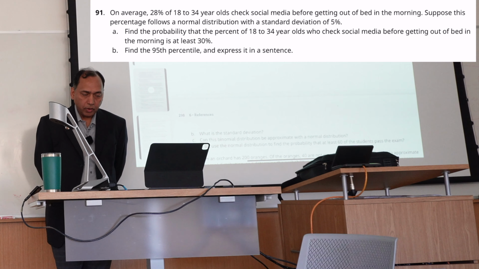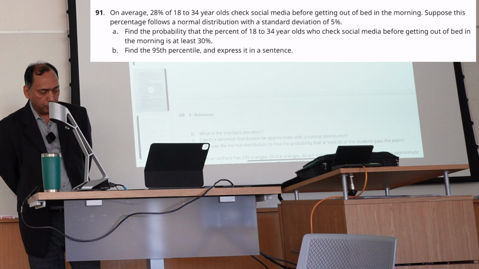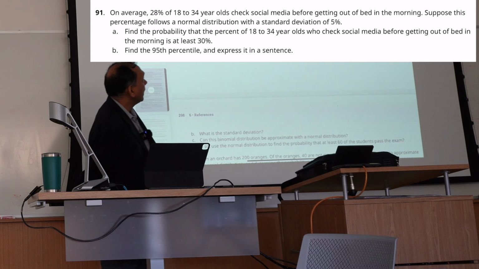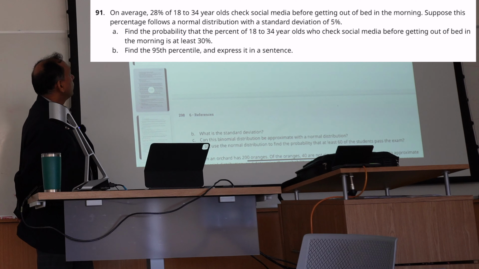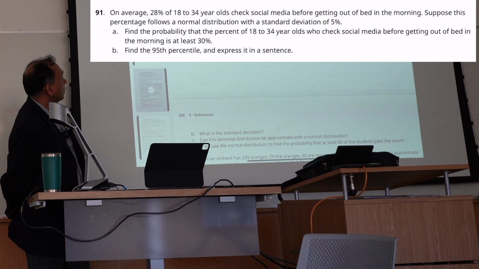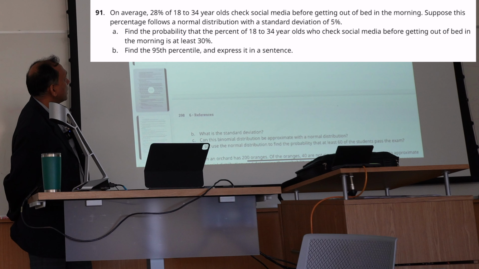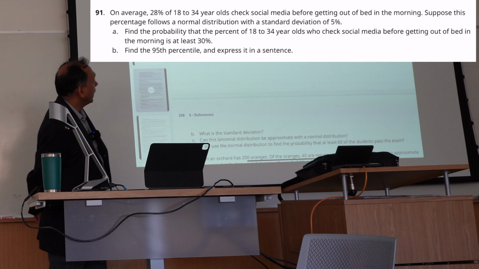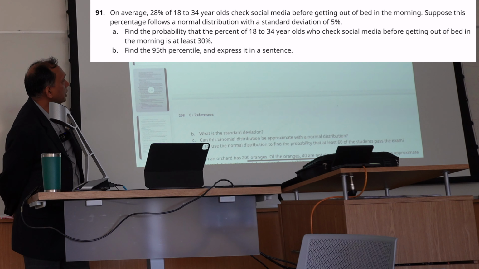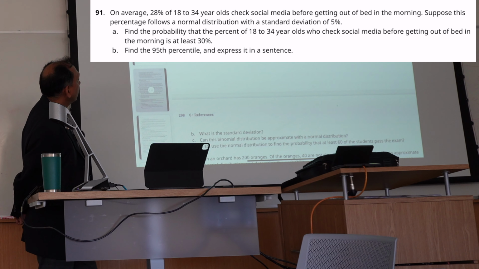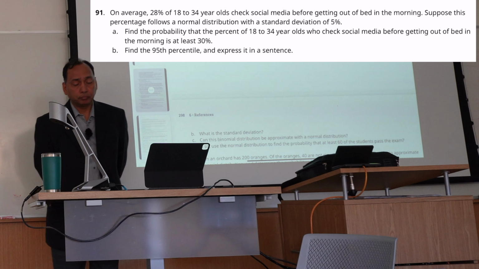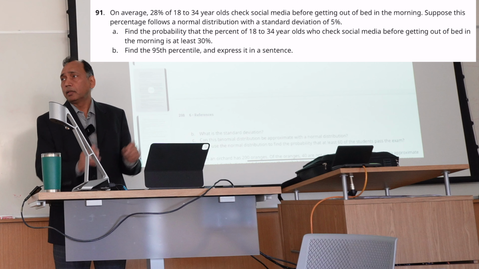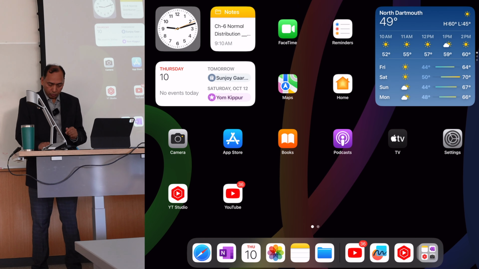On an average, 28% of 18 to 34-year-olds check social media before getting out of bed in the morning. Suppose this percentage follows normal distribution with a standard deviation of 5%. Find the probability that the percent of 18 to 34-year-olds who check social media before getting out of bed is at least 30%. This is not a situation where we are converting binomial to normal. This is purely a normal distribution situation.